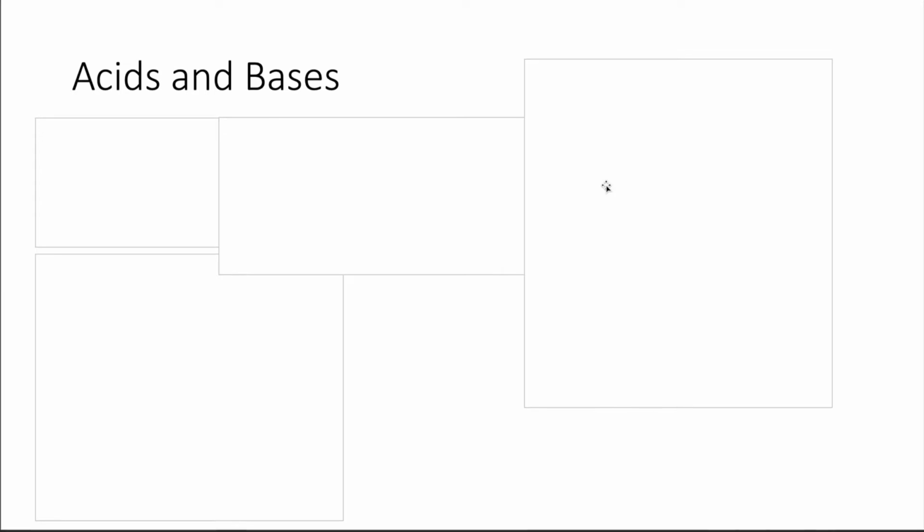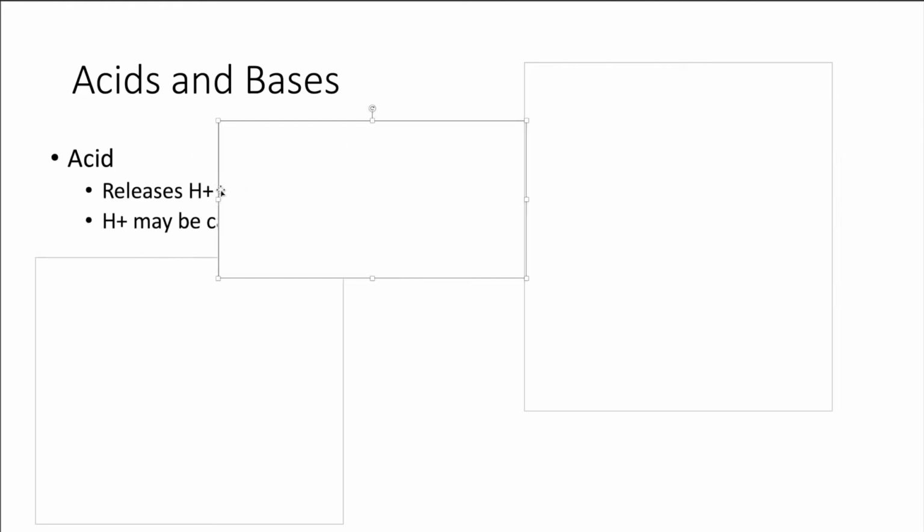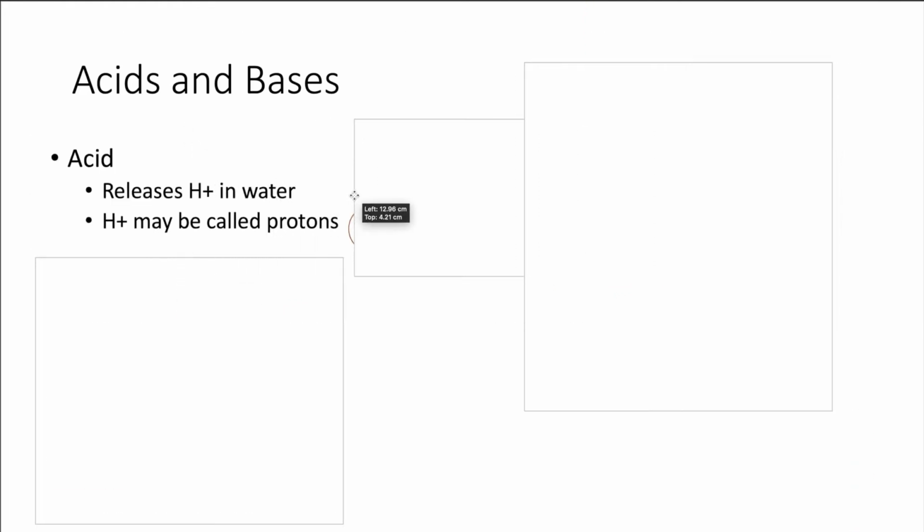Acids and bases. So simply put, an acid is a compound that releases hydrogen ions when dissolved in water. Hydrogen ions may be described as protons. If you remember the atomic structure, a hydrogen-1 atom consists of 1 proton and 1 electron. So when it is in the hydrogen ion form, it is only left with 1 proton. If you ever see that word, you may relate it to it being H+.